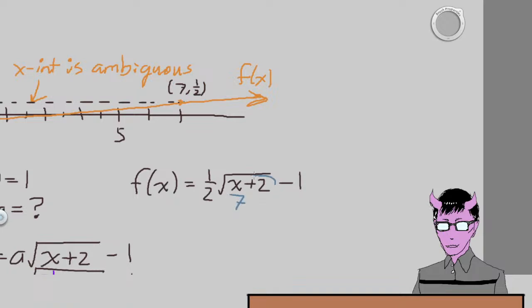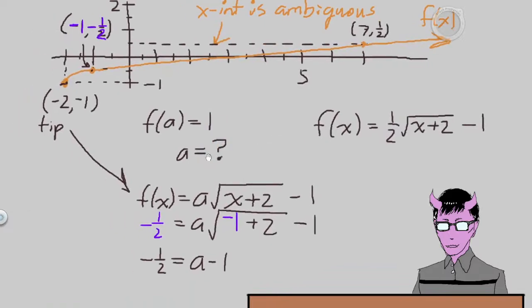So 7 plus 2 is 9. Square root of 9 is going to be 3. 1/2 times 3 is 3/2. 3/2 minus 1 is going to be 1/2, which checks out. So we have great confidence that this is the correct equation for f of x.